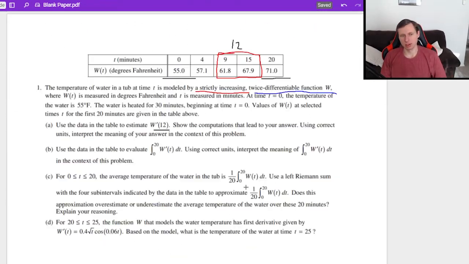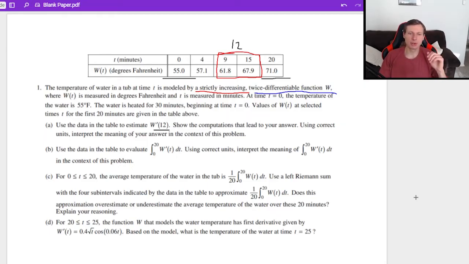That's part B. Now part C, for 0 ≤ t ≤ 20, the average temperature of the water in the tub is that equation, which is true. Use a left Riemann sum. What did I tell you? They love asking Riemann sums for these questions.